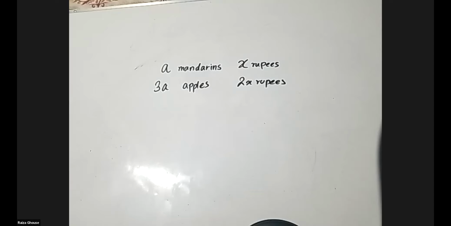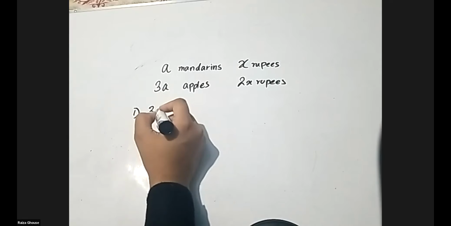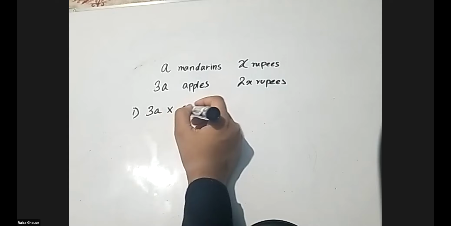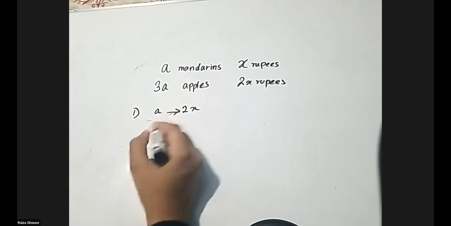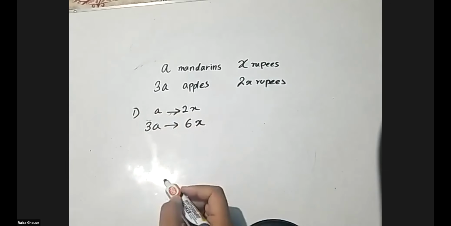Roman number 1 says, write an expression in terms of A and X for the cost of the apples. Now, if 1 apple is 2x rupees, what is the cost of the apples? You have to say 3A apples with 2x rupees each. That means 1 apple is 2x, so 3A apples are surely 6Ax. 3 times 2 is 6x.